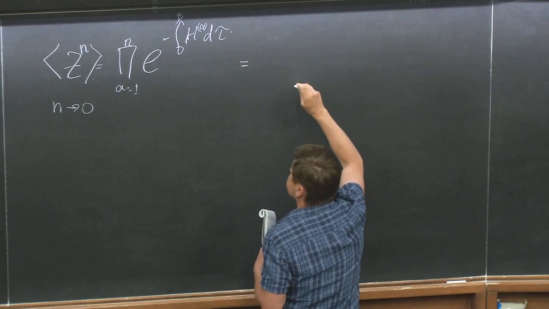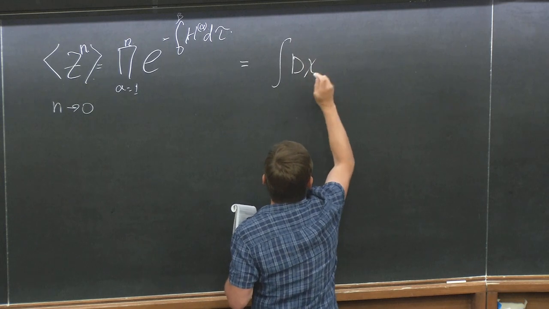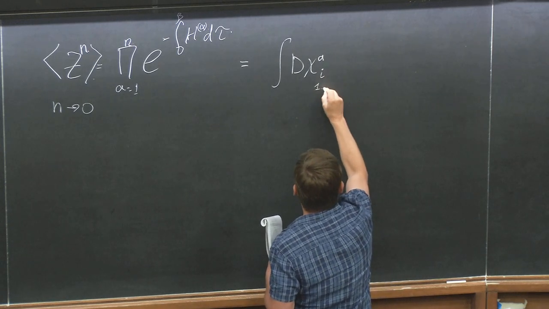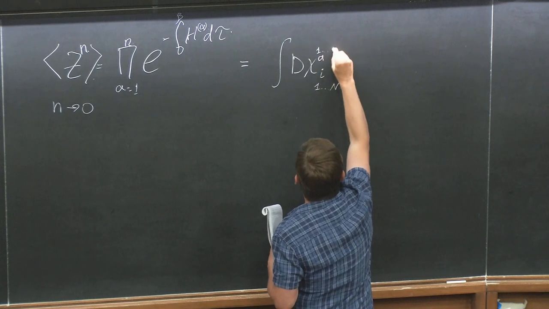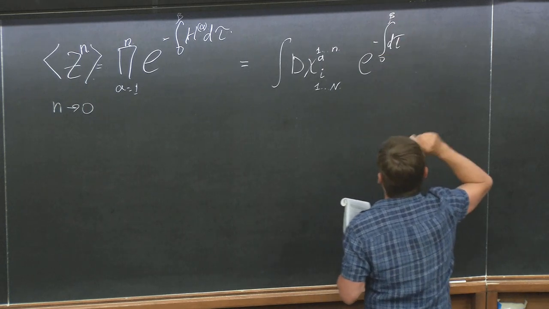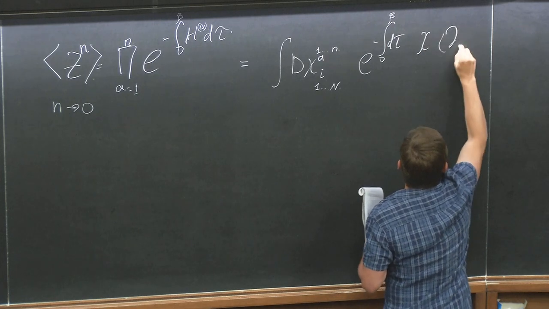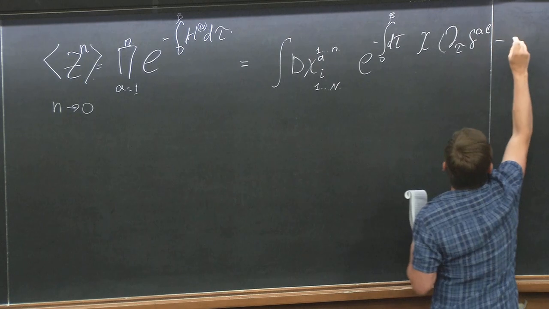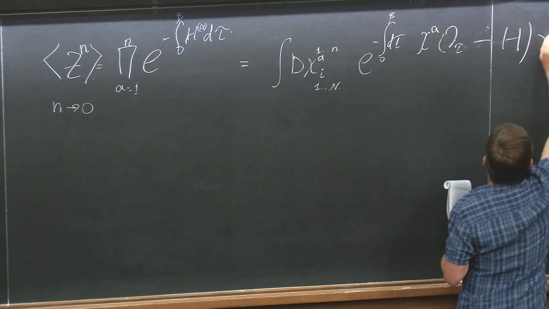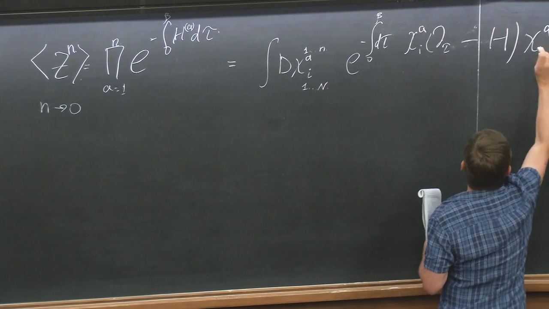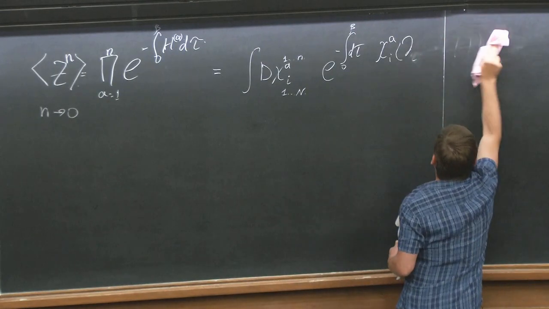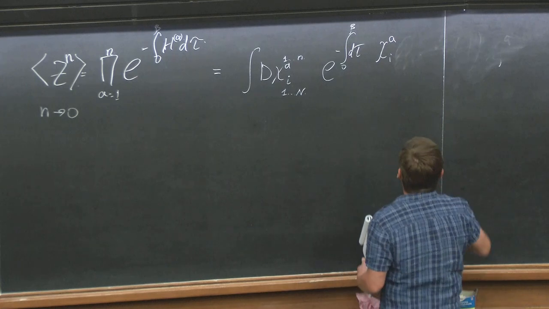So that I can write as a functional integral over my Majoranas, which have index a and index i. i goes from 1 up to capital N. a goes from 1 up to little n. And then e to the minus integral d tau from 0 to beta of H(tau). No, I'm too fast. Sorry. One sec.